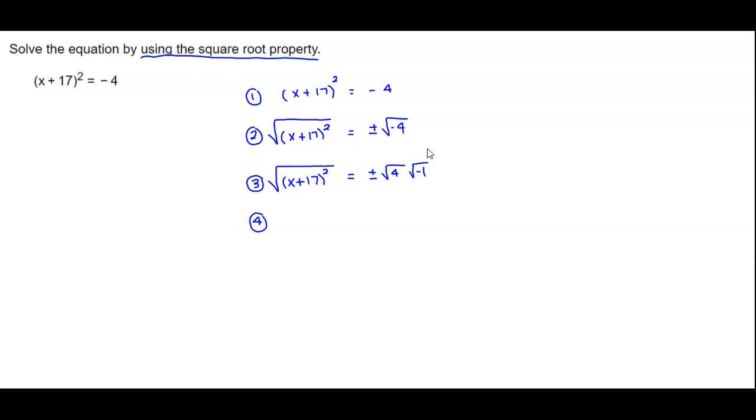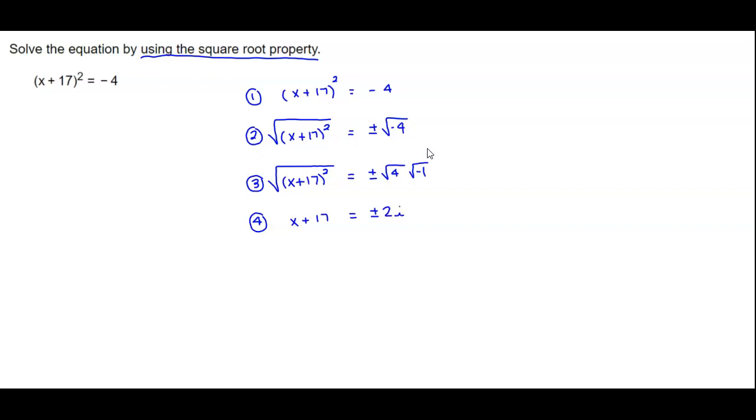Okay, now we can take the square root of each particular item. What do we have to square to get (x + 17)²? Well, the answer is x + 17. And that's going to equal plus or minus the square root of 4, or what do I have to square to get 4? The answer is 2. And what is the square root of -1? Well, we know it's i.